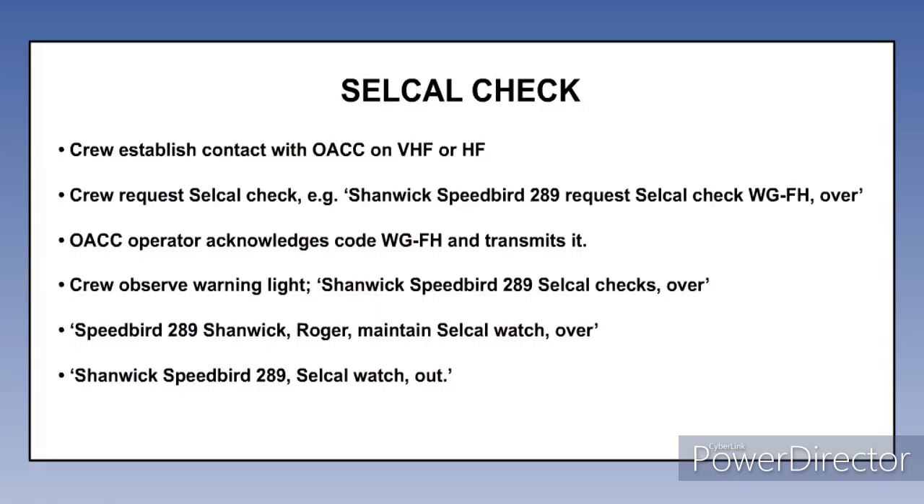On initial contact with the OACC, and on any subsequent frequency change, the crew will ask for a SELCAL check, giving the aircraft's 4-letter code. The ground controller will then send the code which should activate the warning light. The crew acknowledge a successful check and will then be instructed to maintain a SELCAL watch. This fulfills the Class A airspace requirement for a listening watch with ATC. The first check must be done at or just prior to entering the OCA. SELCAL is also available on the long-range VHF frequencies, and the first check can be done on VHF.